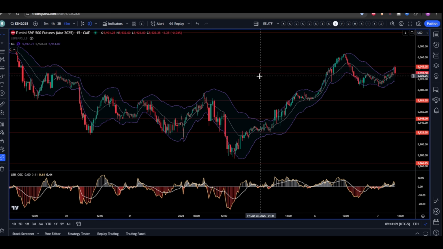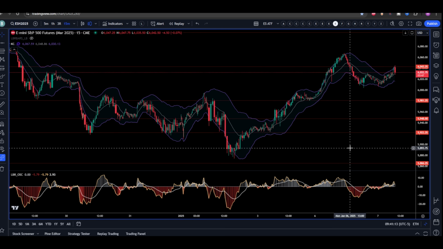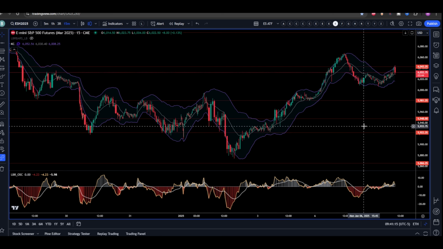Same thing, if price is coming down to a spot where it has turned several times recently, I'm going to watch and see if it might just turn there.